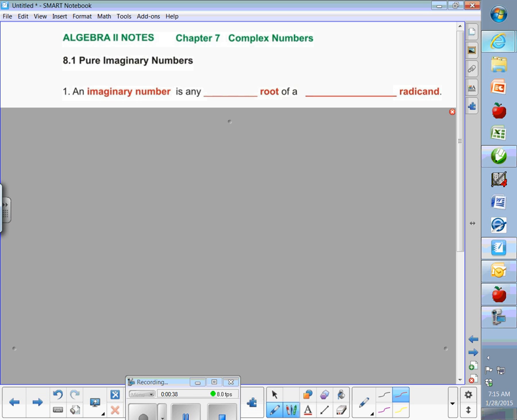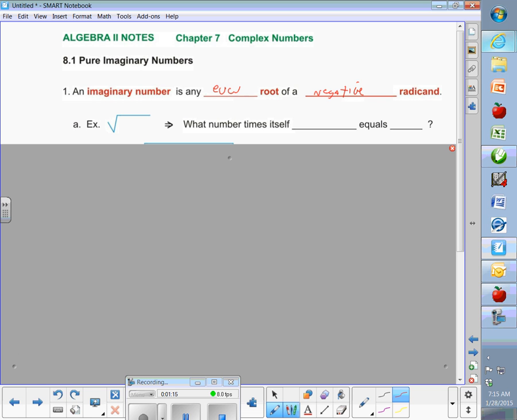An imaginary number is any even root. Before I go any further, remember the index determines what type of root it is. So if you had just a normal square root symbol, the index is not shown and it's a 2. Fourth root would be an even root, sixth root would be an even root, eighth root would be an even root, etc. So an imaginary number is any even root of a negative radicand.